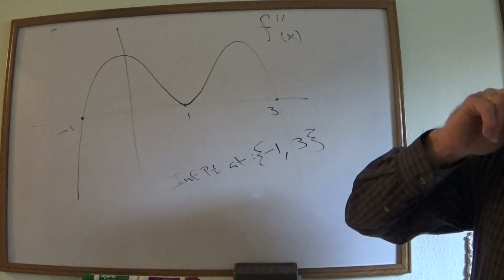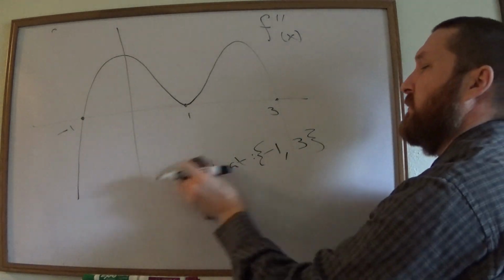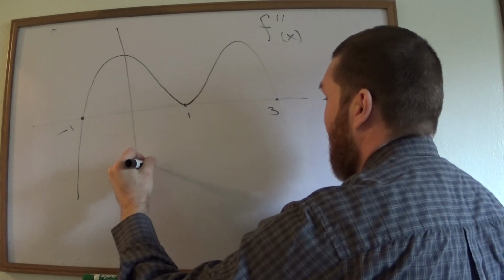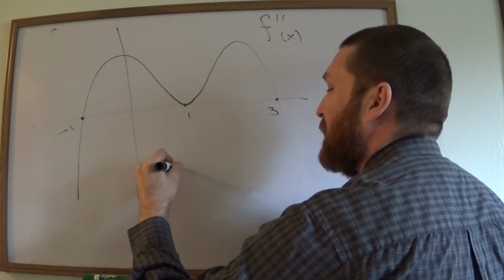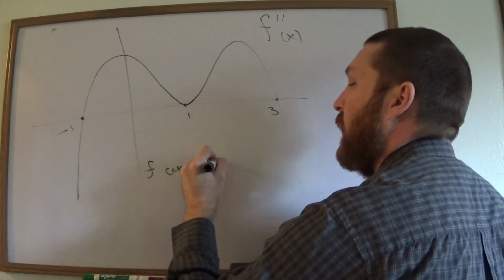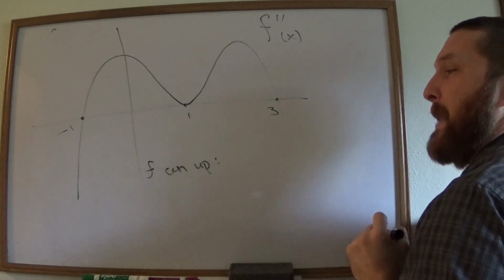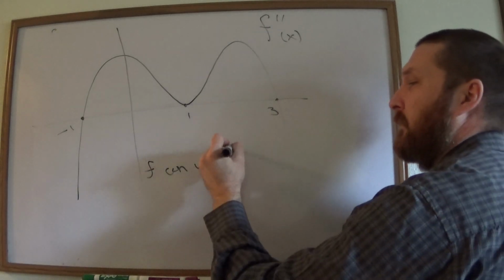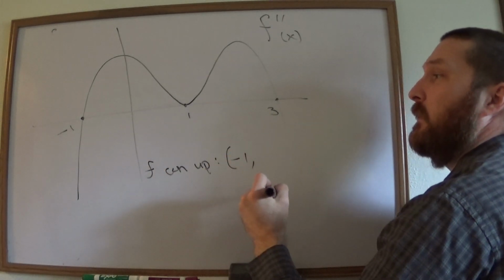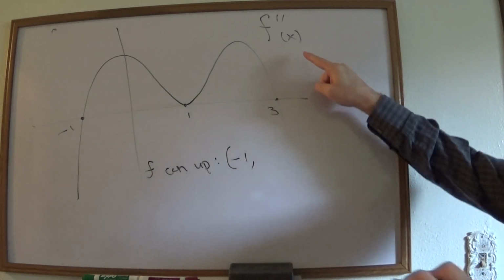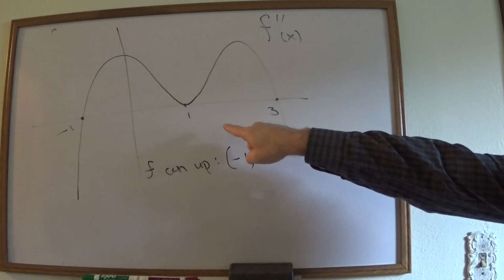So here's another question. Where is f concave up? Where is f concave up? From -1 to 1? No, where? To the vertex of it. Wait, to 3. This is f double prime.